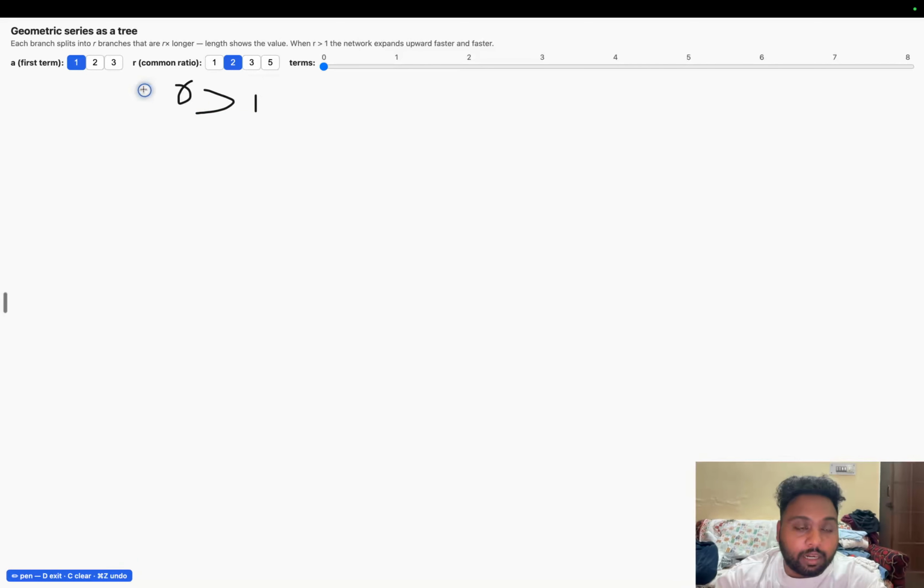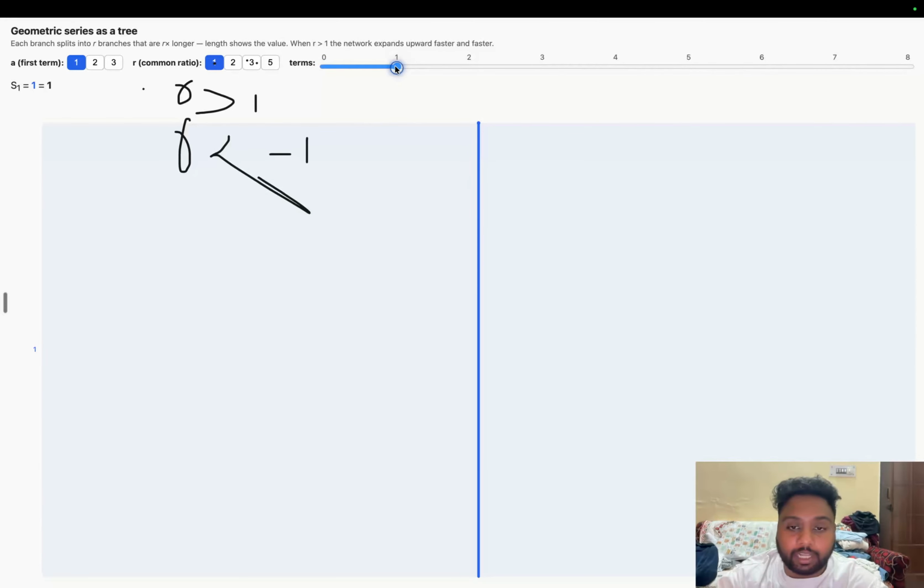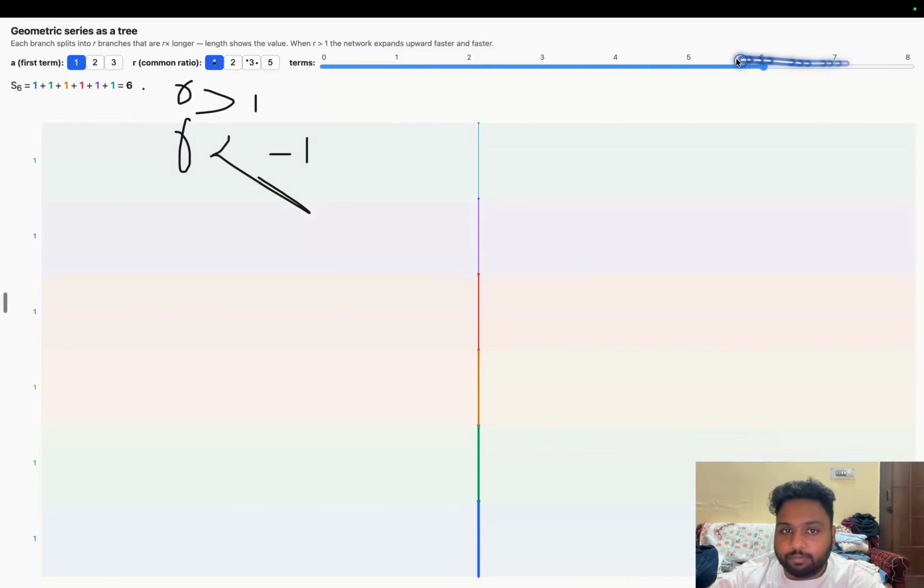or my r is less than -1. Say my common ratio is 1 and my first term is 1. Then what will my sequence look like? It will look something like this. The first term is going to be 1, and you can see the height here represents the actual value. So this is 1. The second term is also going to be 1. The third term is also going to be 1. 1, 1, 1, 1, 1, 1, 1, right?